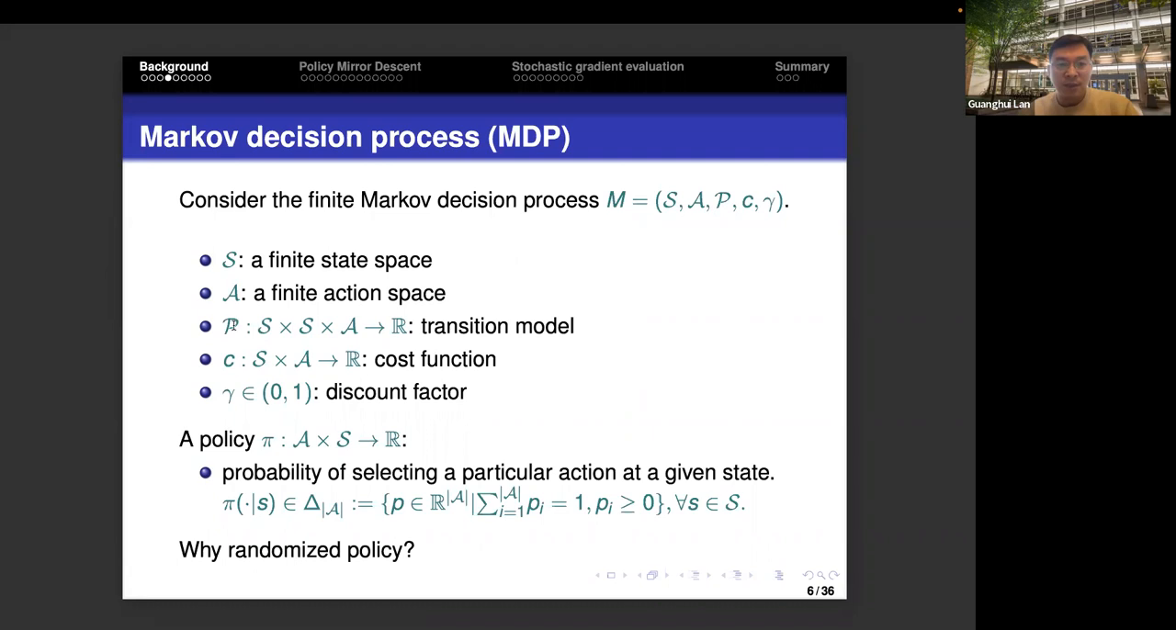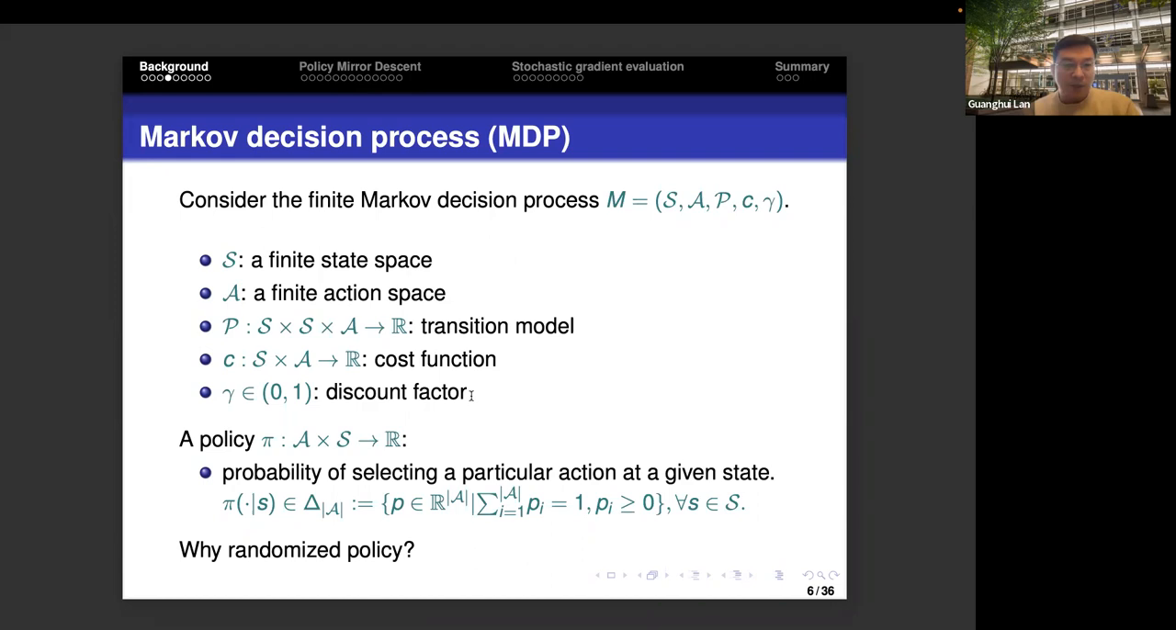And C is the cost function. That means at each state, when you take an action, what would be the cost? Okay. And gamma is a discount factor. That will be used in calculating the accumulative cost when you run the process from time one to infinite horizon.